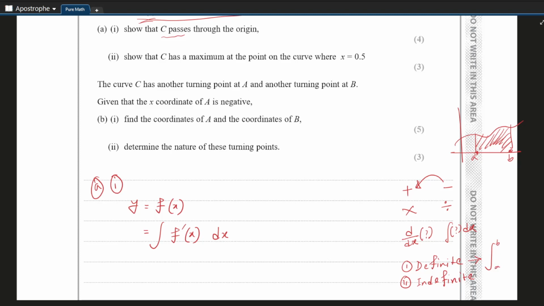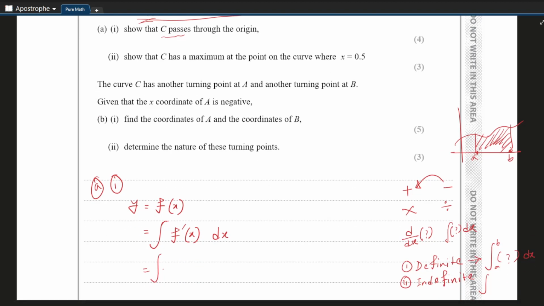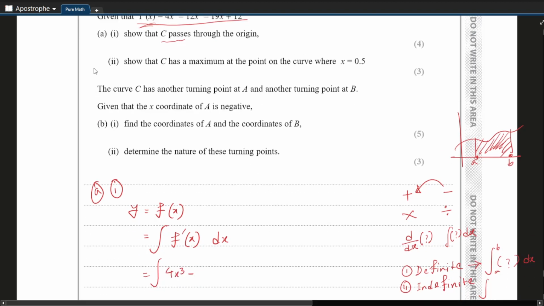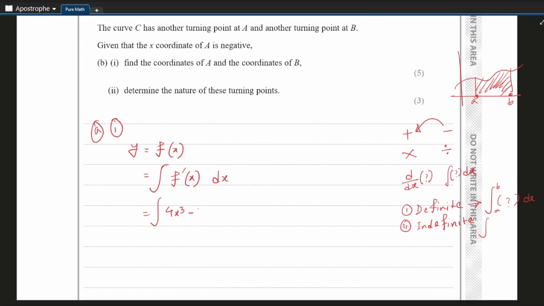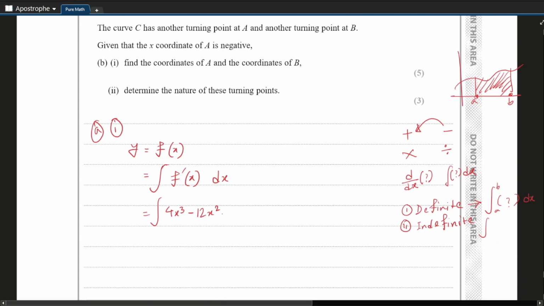So in that case, we say A to B, and then we write the function here, and then since it is with respect to x, we write dx. If it is with respect to t, we write dt. And in indefinite, we don't write any limits here. So since there is no limit given, we are writing like this. So we are integrating 4x cubed minus 12x squared minus 19x plus 12.